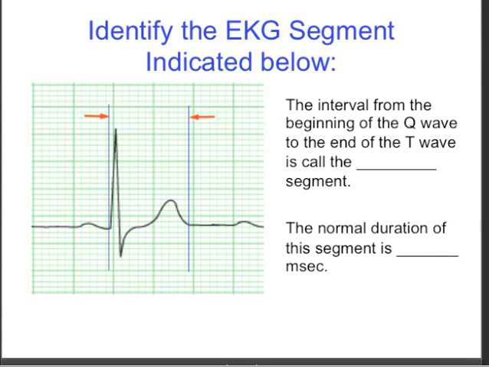This interval from the beginning of the Q wave to the end of the T wave is the QT segment. Okay. The normal duration of this segment is 0.42 seconds, or 420 milliseconds. Okay. So that's seconds, which is equal to 420 milliseconds.